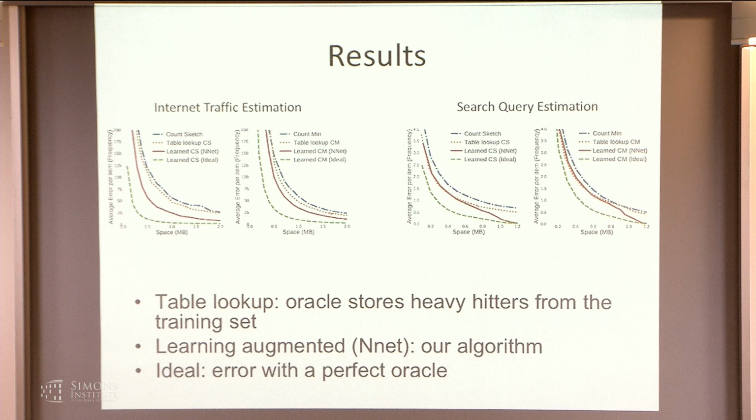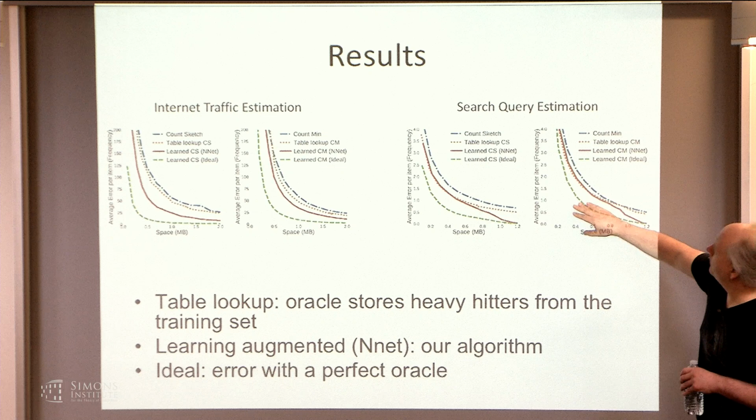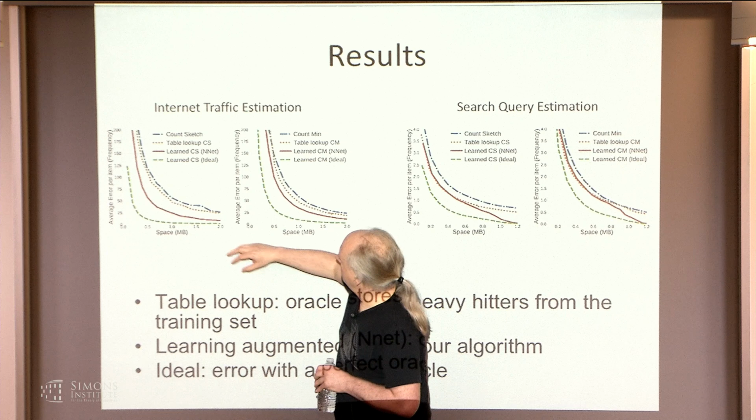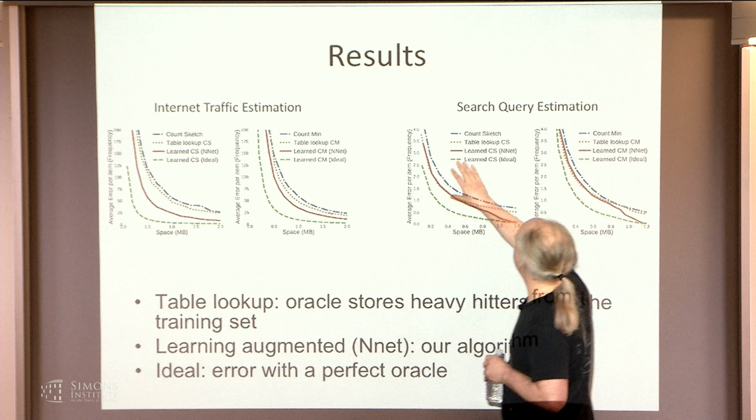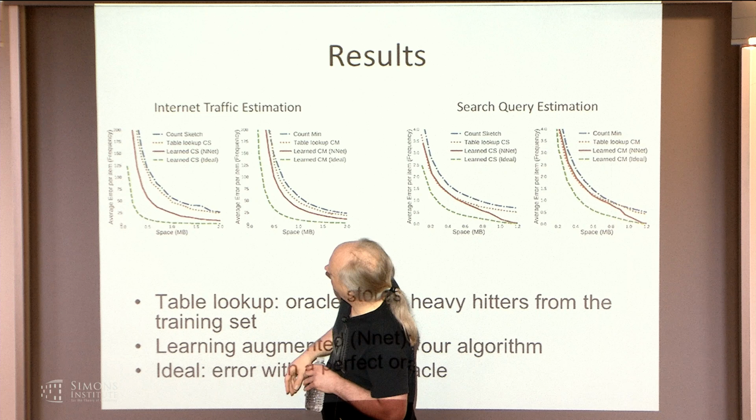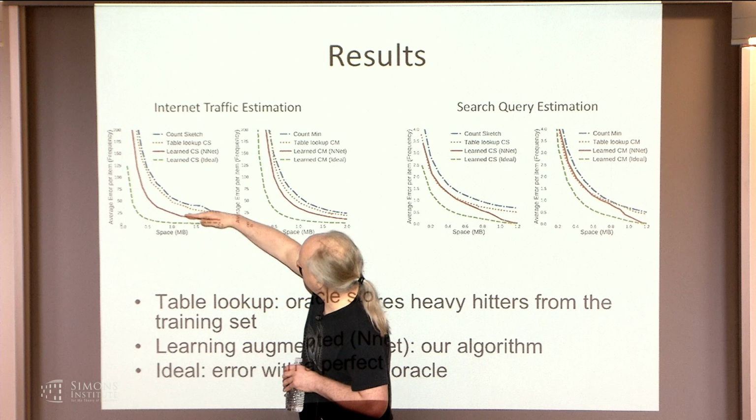Right, so there are four graphs here, so let's see what is happening. These are graphs for the internet traffic data. These are graphs for the AOL data. And for each of these data sets, we have one plot for count sketch and one plot for count mean, right? So count sketch, count mean. Now, on each plot, I'm showing the trade-off between the error, as defined earlier, and space. So the lower, the better, the lower the error. And there are four curves on each plot, right?